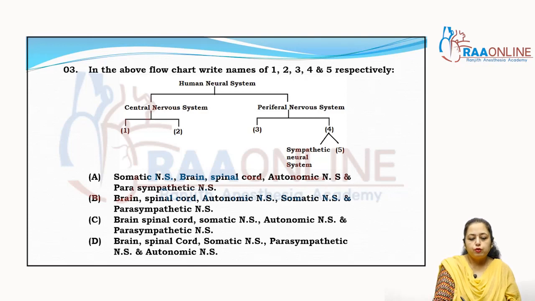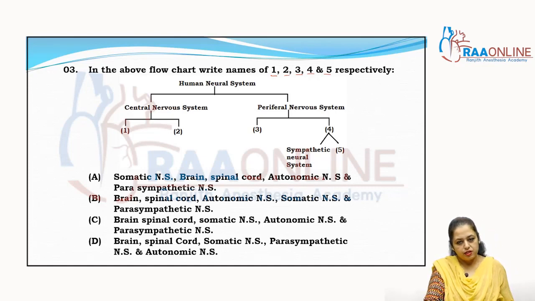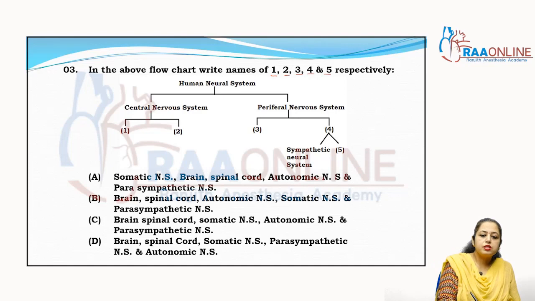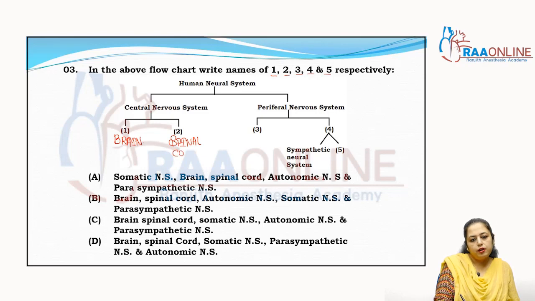Come to the third one. In the above flow chart, write the names of 1, 2, 3, 4 and 5 respectively, right? Actually, this is the classification of the nervous system. The whole nervous system is divided into two, that is the central nervous system and the peripheral nervous system, right? That central nervous system is made up of the brain and the spinal cord, right?